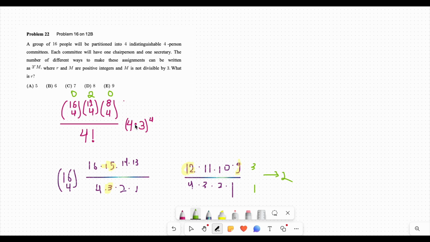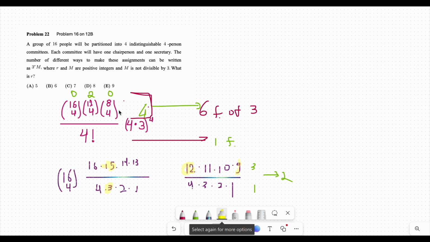So in the entire numerator, I'm going to change the color to, let's do red. I'm going to show the entire numerator has 6 factors of 3. And clearly in the denominator it's 4 times 3 times 2 times 1, so there's 1 factor of 3. And once we divide it, we have 6 minus 1, 5 factors of 3. So the answer is 5. Thanks for watching.